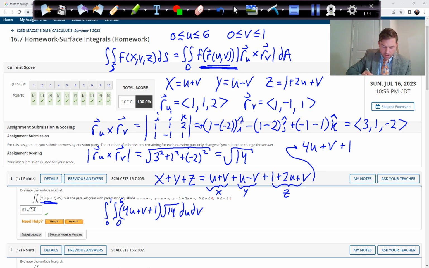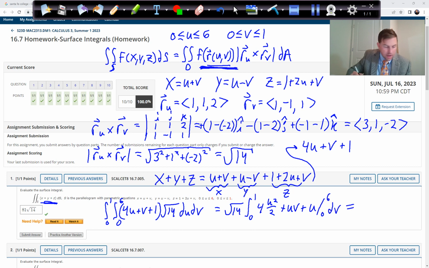Okay, so we're going to pull the square root of 14 out front, and then we can just take the antiderivative of each of these terms with respect to u. So this is going to be 4u squared over 2. If it's just v, it now gets a u on it, uv, plus the constant 1 would get a u on it, and it's going from 0 to 6.